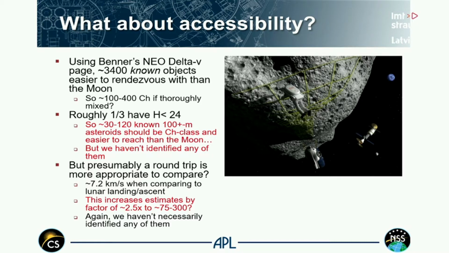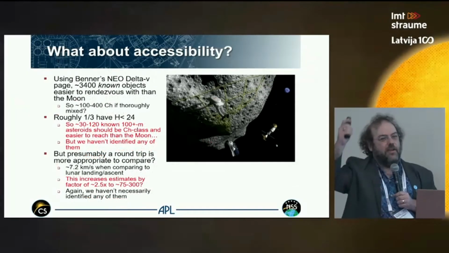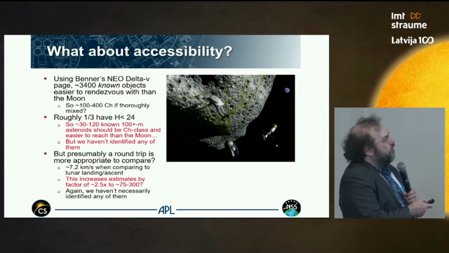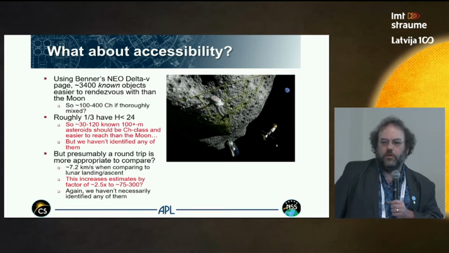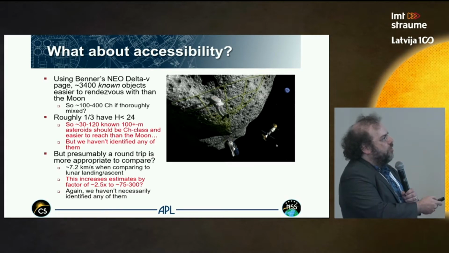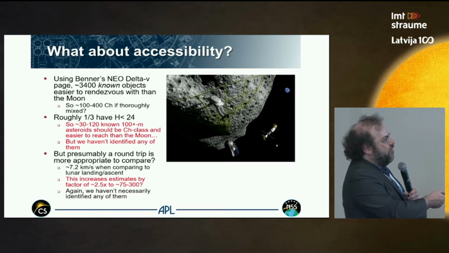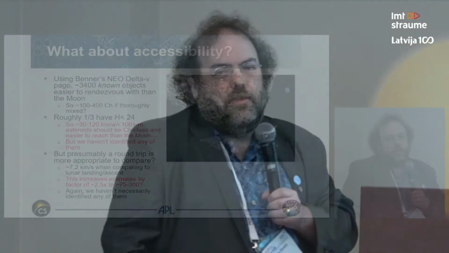Accessibility, this is just a very simple-minded approach that I took. Lance Benner has a page where he lists all the delta V's for every asteroid for rendezvous. There's 3,400 known that are easier to rendezvous with than the moon. So again, if you take that 3 to 12% and just assume everything is thoroughly mixed, that would suggest as many as 400, certainly at least 100 CH-type asteroids should be easier to rendezvous with than the moon.